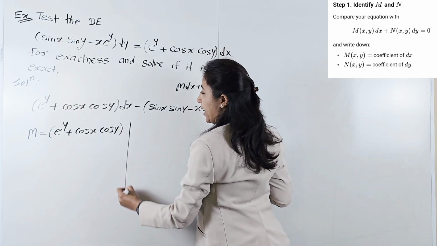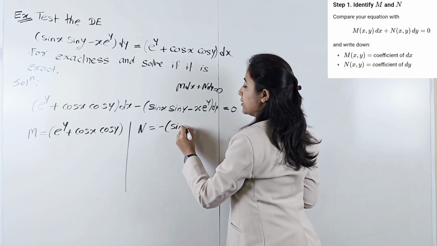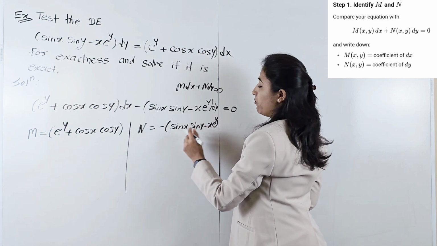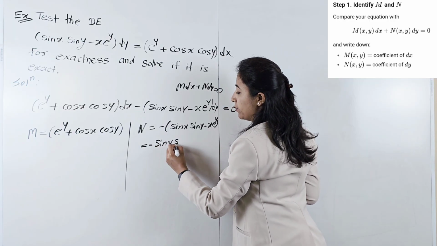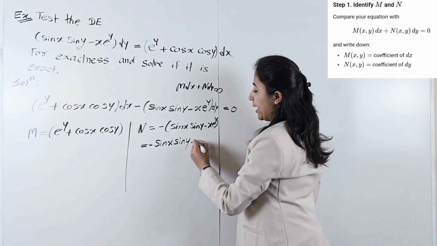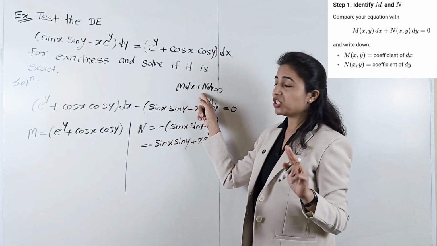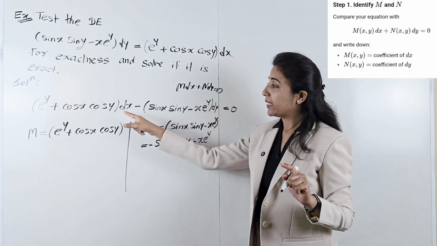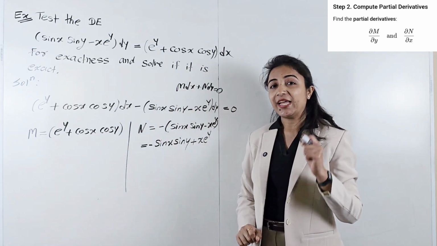So here this N term is minus (sin x sin y − x e^y). Now if we multiply this minus sign, you will get minus sin x sin y, and here the bracket already contains minus, so minus into minus is plus x e^y. So first you have to write down the given equation in the standard form, that is the dx term first and then dy, and then compare this with the standard form, so you will get M and N. Now the next step is important.